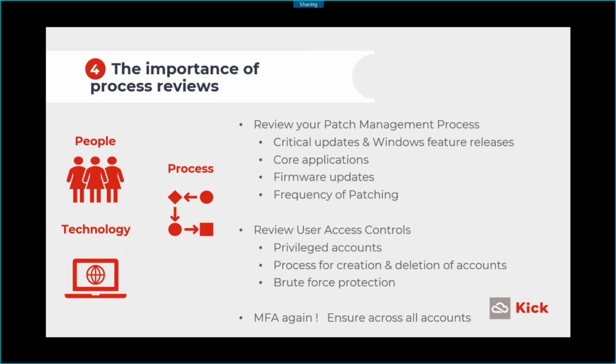The first of which is to review your patch management process. So we all know that we should be applying the latest patches, but what should we patch and how often should we apply those patches? When it comes to Windows systems, it's not enough just to apply security and critical updates. For the operating system itself, feature releases need to be applied too, and these are not part of the automatic updates that are applied.